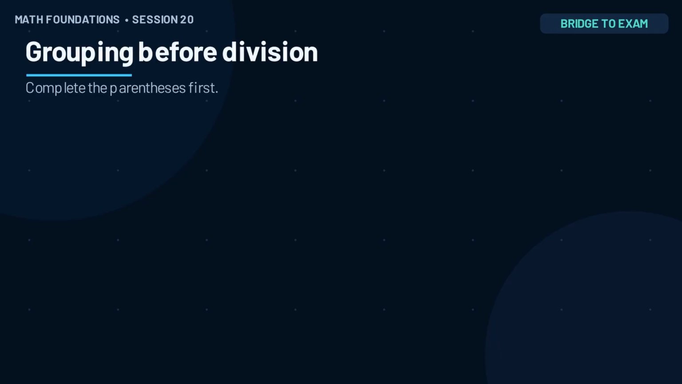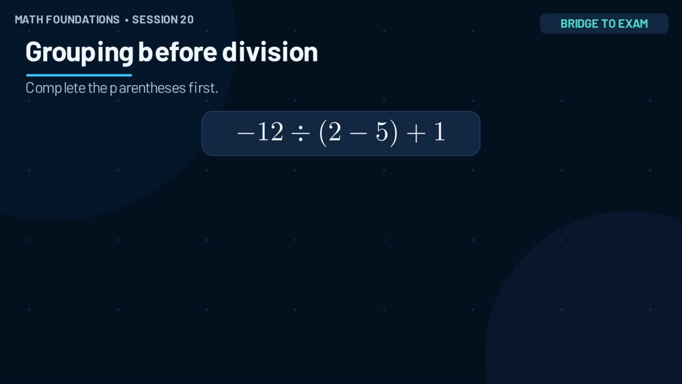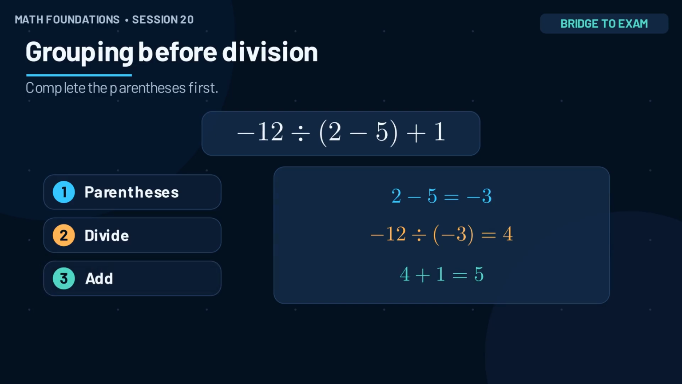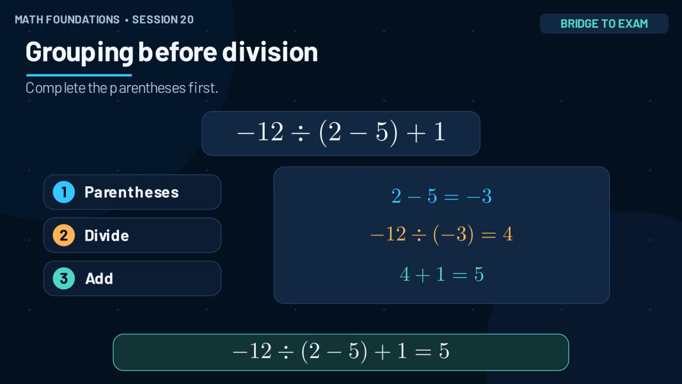Evaluate -12 divided by (2 minus 5), plus 1. Step 1. Evaluate the parentheses. 2 minus 5 equals -3. Step 2. Divide -12 by -3 to get positive 4. Step 3. Add 1 to get 5. Therefore, the expression equals 5. Check. Substitution into each line confirms the operation order.